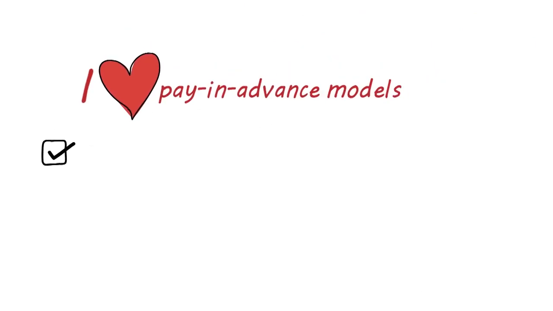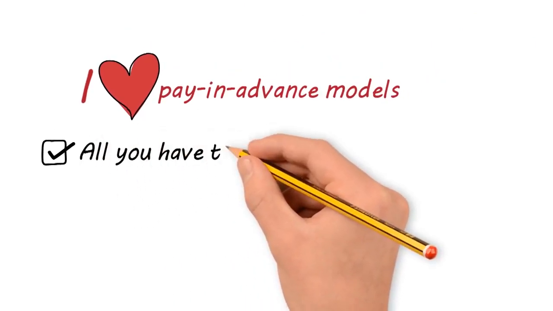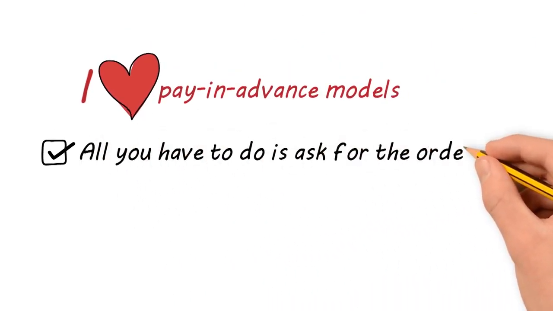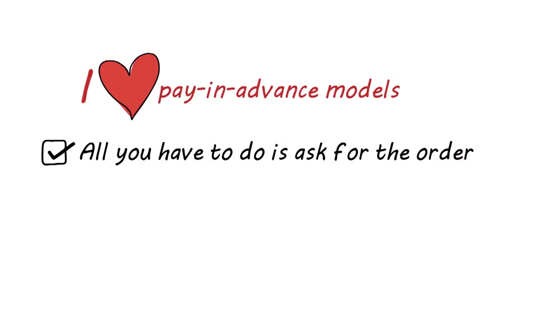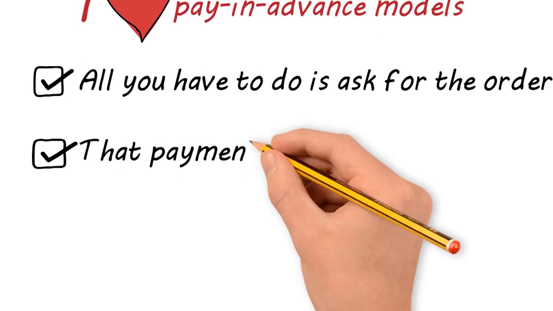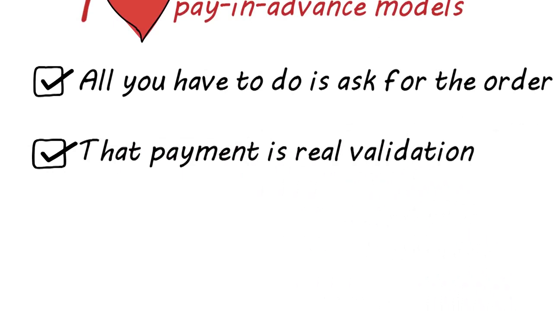There are 3 things I really like about pay in advance models, especially in a B2B setting. Number 1, all you have to do is ask for the order and a check to go with it, just as Michael Dell did, a check or a credit card. Getting that payment is real validation for your business. That's point number 2. If somebody writes you a check, that means they're not simply telling you they like your idea to be nice to you, which people sometimes do. They're putting their money where their mouth is.